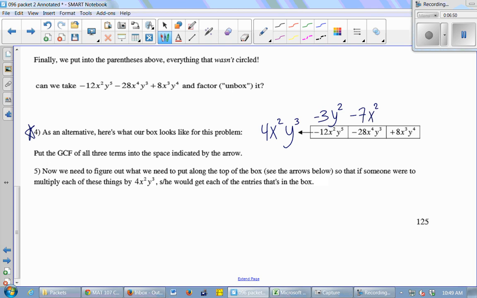All right, and then the last box, what do you multiply 4 by to make 8? 2. What do you multiply x squared by to make x cubed? X. What do you multiply y cubed by to make y to the fourth? Y. That is my factorization. I now know that this times this equals what I started with, what I was given.